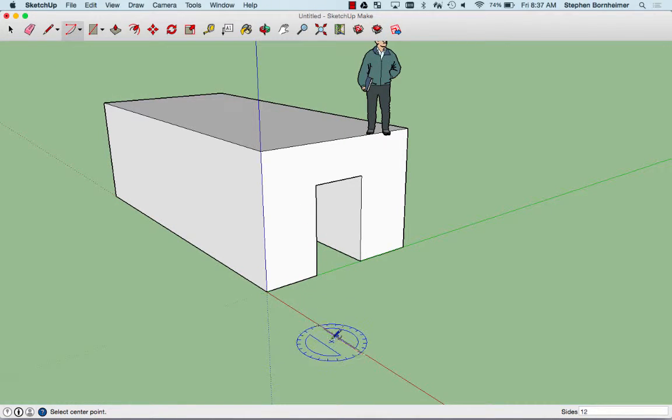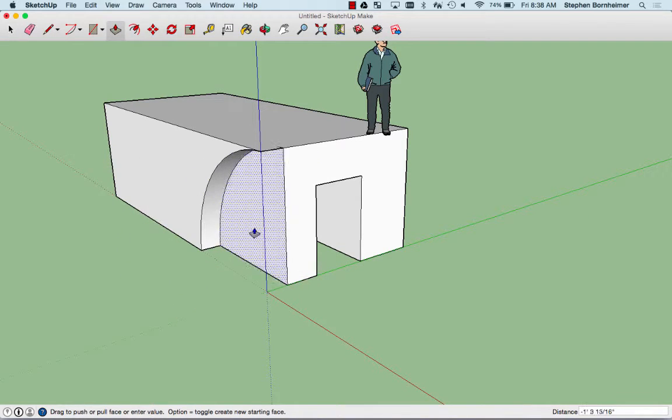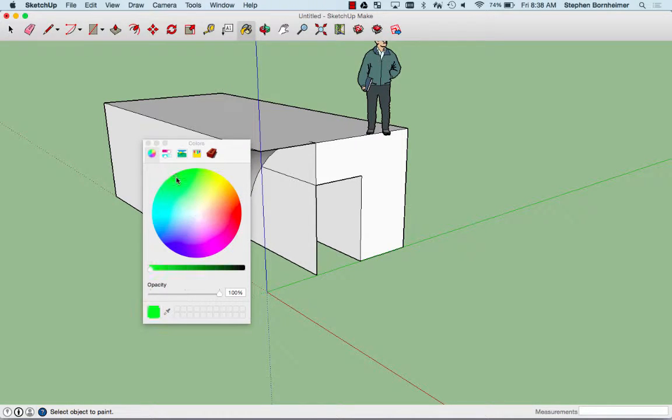Now, let's say I wanted to make an arc. Okay, and I wanted to... No, that's not the direction I wanted to go with it. Okay, there's an arc. So now let's say I want to take that arc and extend it in or out. Okay, so now I have a circular overhang. Can I color it? I can, actually. I can add all kinds of colors. So let's say I want to add green.